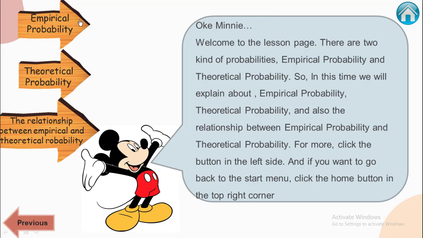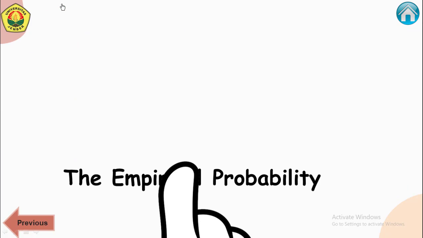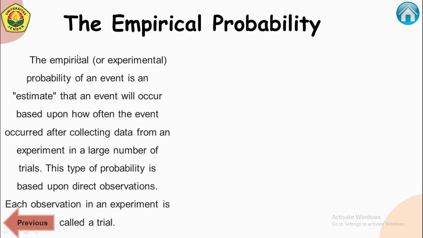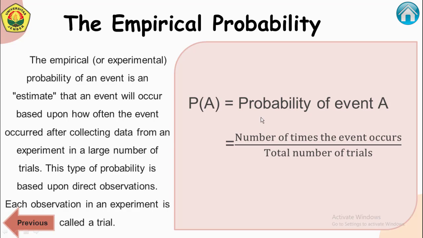For the first, we will discuss empirical probability, so click here. The empirical or experimental probability of an event is an estimate that an event will occur based upon how often the event occurs after collecting data from an experiment in a large number of trials. This type of probability is based upon direct observation. Each observation in an experiment is called a trial. P(A), the probability of event A, is the number of times the event occurs divided by the total number of trials. To better understand, see the following example in the next slide.